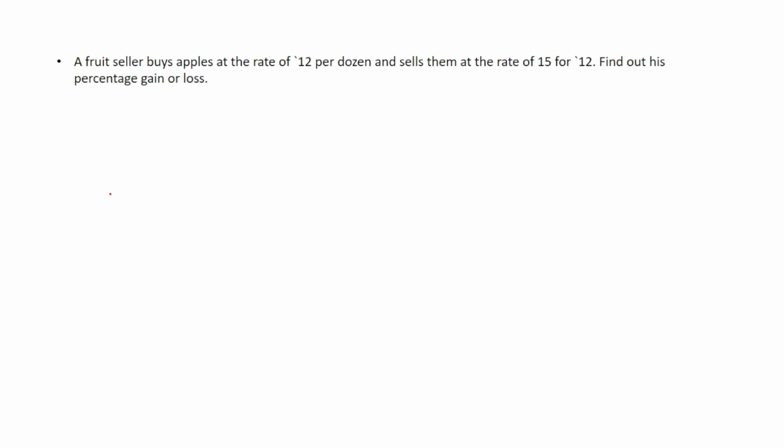Find out the gain or loss percentage. So he is buying how much? 12. In a dozen there are 12 pieces, and at what rate he is selling? 15 for 12 rupees. So 12 rupees, and 12 apples he bought, right? He buys, so this comes out to be its cost price. He buys this, and at what price he is selling? 15 apples he is selling at the rate of 12, right? So this comes out to be your selling price.